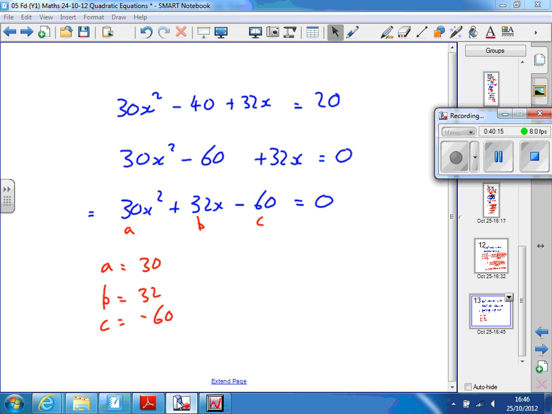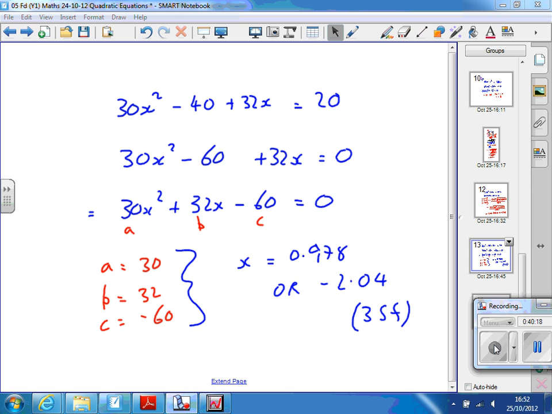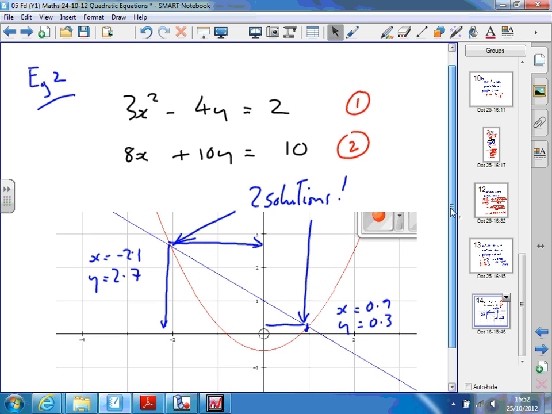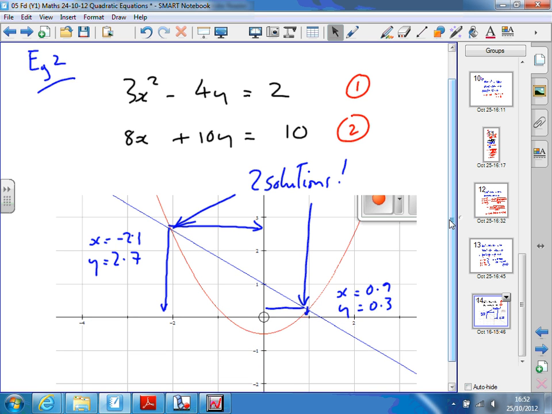So we've got these values for x. x equals 0.978 or minus 2.04. And if we go back to what we were looking at at the beginning of today, this curve, where we had these two equations that we plotted, we found that x was roughly 0.9. That was our guess. We now know it's 0.978 and minus 2.04. So reasonable estimates from the graph. We could have zoomed in to get more accurate values.